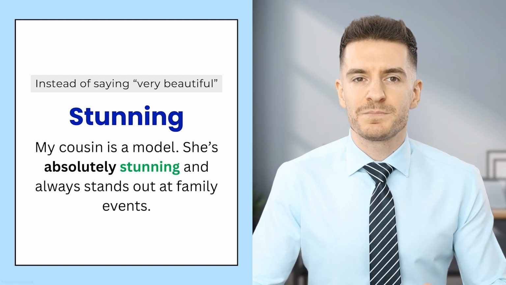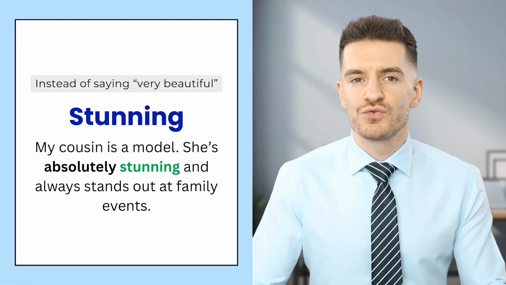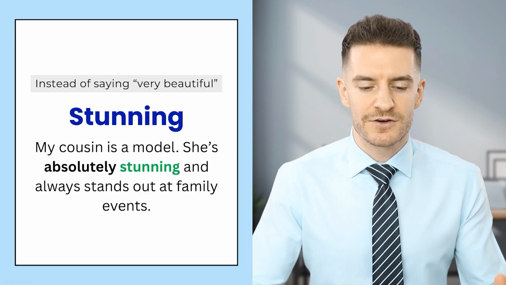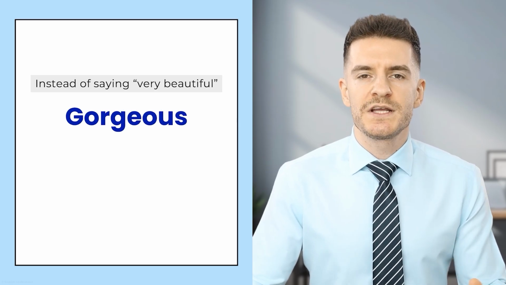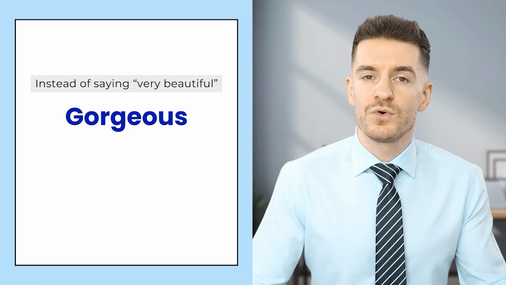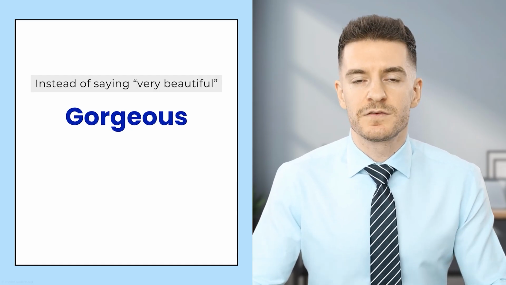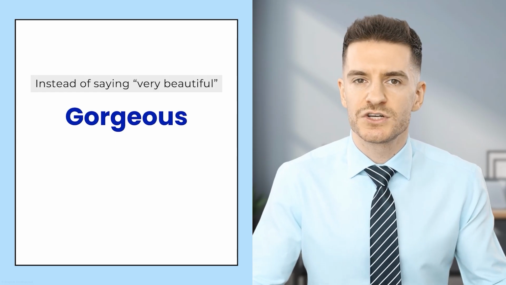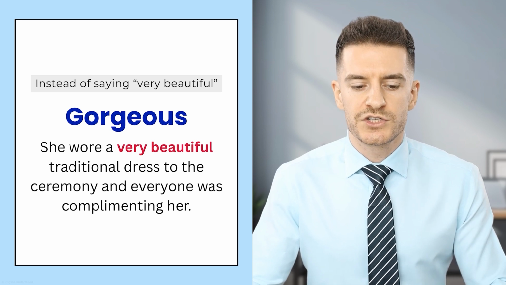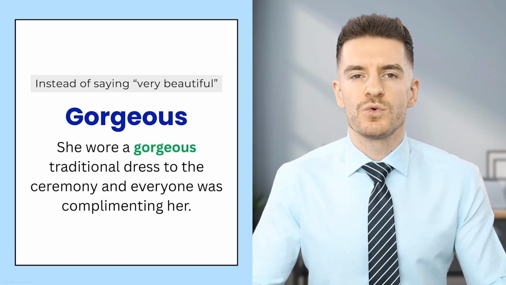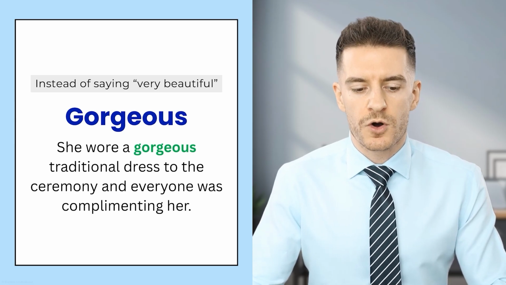Now that word there, absolutely, that just means very. So we're making the word stunning even stronger. Absolutely stunning instead of just stunning. Now another one you can use is gorgeous. Now this one is mainly used to talk about people or clothes, but sometimes it can be used to talk about scenery. So for example, a very beautiful piece of nature or a beautiful landscape. So she wore a very beautiful traditional dress. Well, no, we could say she wore a gorgeous traditional dress to the ceremony and everyone was complimenting her.